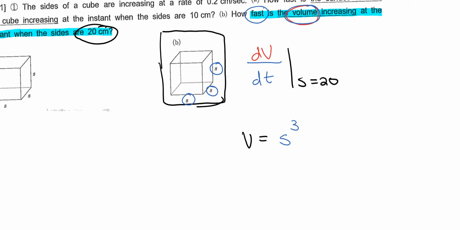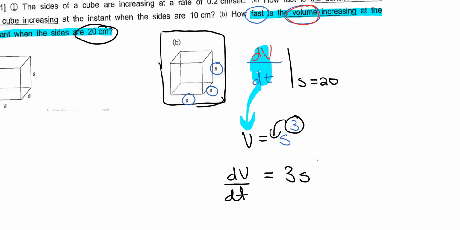All right, so if I want to find dV over dt, I need to take the derivative of volume, which is dV over dt. So I'm taking the derivative with respect to time. And then using the power rule here on the right-hand side, the 3 would come in the front. So 3 s to the power 2.